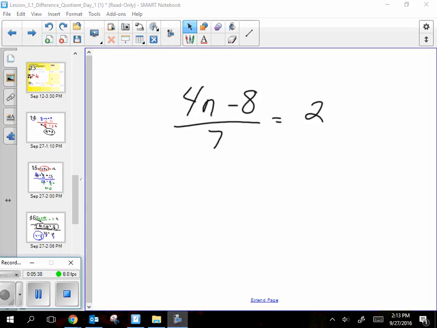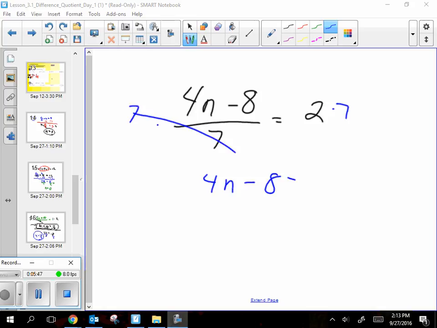Did you start by timesing by 7? Raise your hand if you knew that. Good. Times 7, times 7. And this cancels. 4n minus 8 equals 14. I am going to purposely make a common mistake right now. People go, okay, now I'm going to get rid of the 14. Minus 14, minus 14. Even though it is legal, as long as you do something to both sides, it's not smart. What should I have done right there?